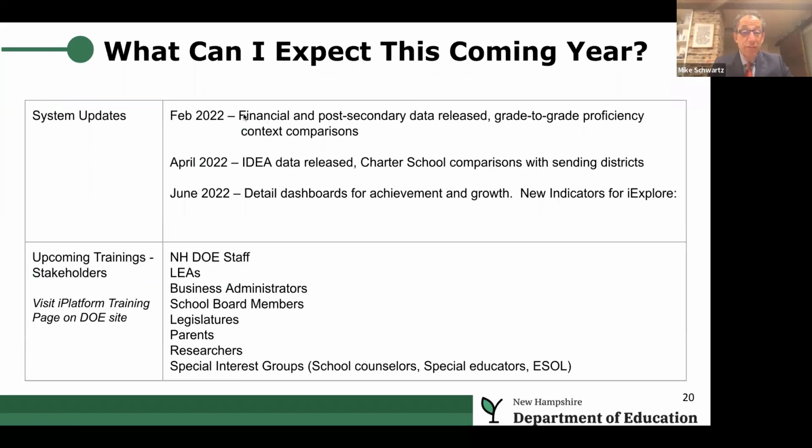Also, some updates: the financial data, like we saw that there wasn't 2021 data yet. That will be coming out hopefully either next week or maybe a little bit into March, but we should be getting the financial data to you fairly shortly, as well as some other data. There's going to be some new data where you can actually look at grade level comparisons. That'll be a nice addition to the system that's coming out soon in February or early March. In April, we're going to be getting some more data about charter schools, more information about IDEA, which is your special education population. That'll be loaded in April. And then there'll be some more indicators and some more information about growth and dashboards available in June.